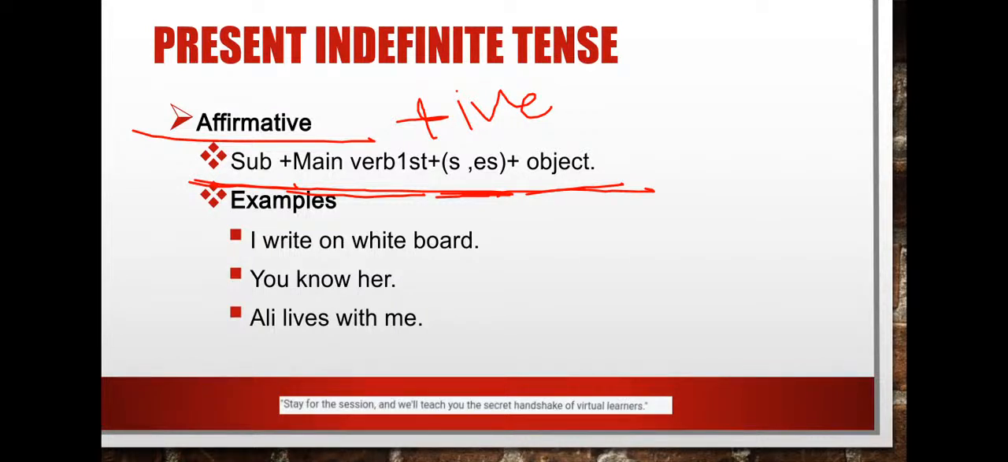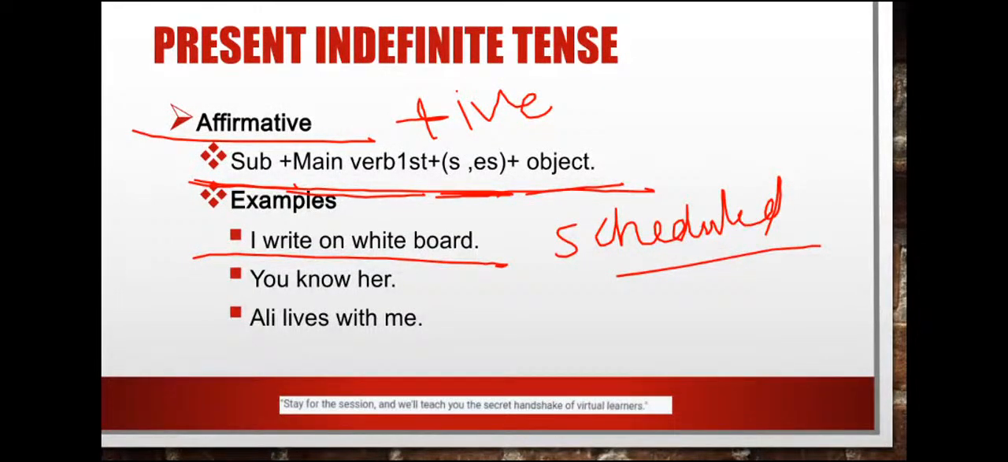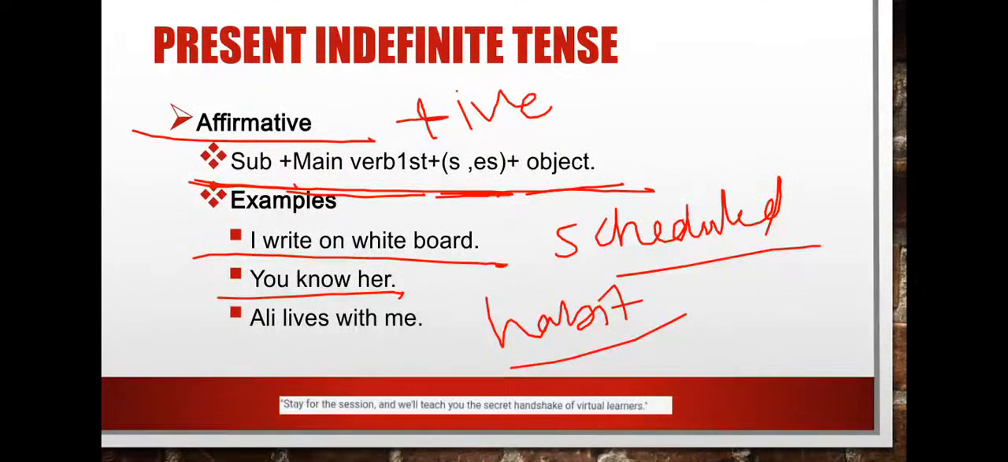Examples: I write on the whiteboard. It is being scheduled to write on the whiteboard. You know her. It is kind of a habit. Maybe you know her just because you have been meeting.